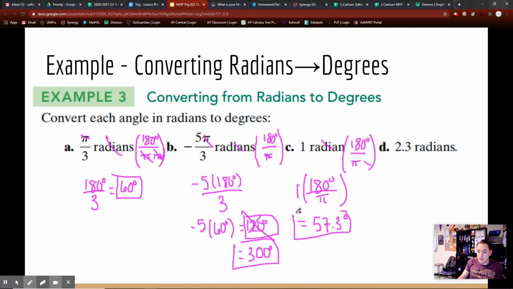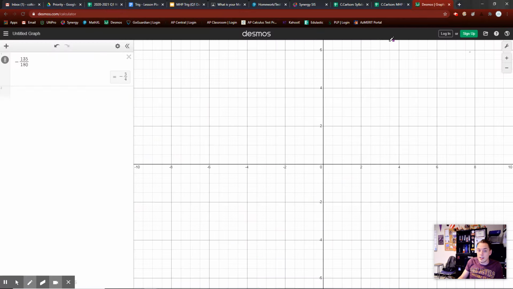Now you're like, how did you get that? Well, you see, kids, I used a handy dandy thing called Desmos. So if I do 180 degrees divided by pi, I can literally type in pi, and it gives me that, 57.3, rounded.